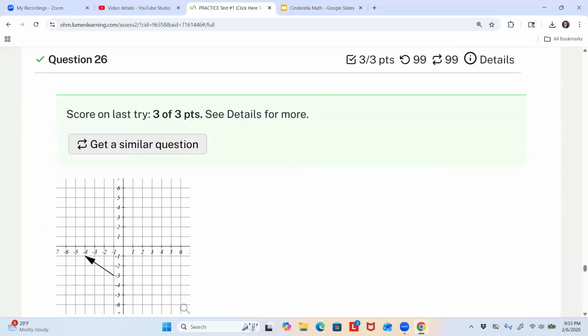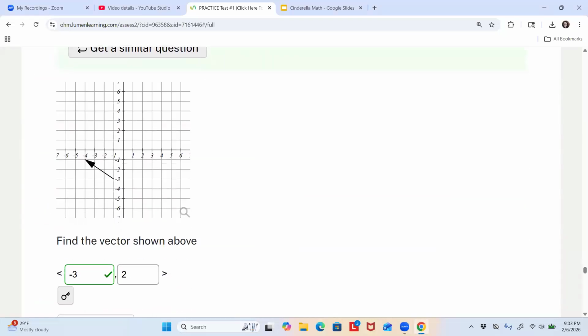Okay, 26. All right, find the vector. This is probably the easiest one on the whole thing here. No work to be done. This is where you start, and it looks like you're coming 1, 2, 3 left, so that's why that's negative 3, and then up 2. That's why that's positive 2. Just go from your starting to your ending. And we went left 3, up 2. This is your x difference. This is your y difference. The end.